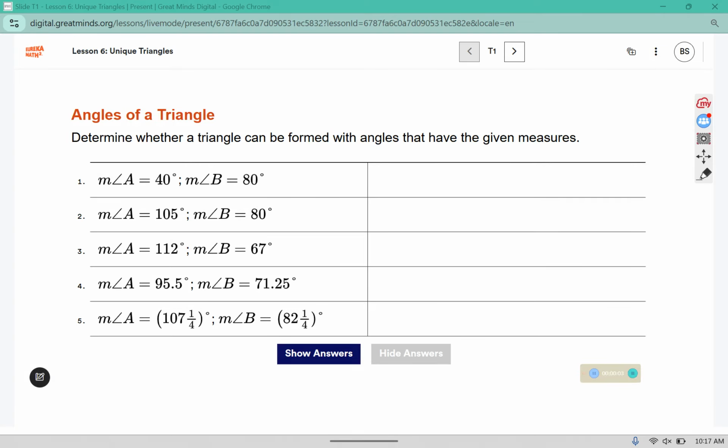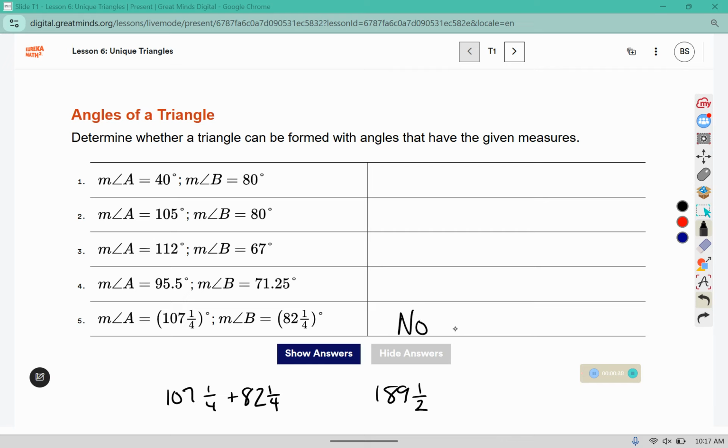Determine whether a triangle can be formed with angles that have the given measures. Remember from previous lessons that it has to add up to less than 180 if we're provided with two angles, so that it leaves room for a third angle. So here I have 107 and a fourth plus 82 and a fourth. Well, 107 and 82 makes 189, and a fourth makes a half. So that's already exceeding 180. So no, a triangle cannot be formed here.